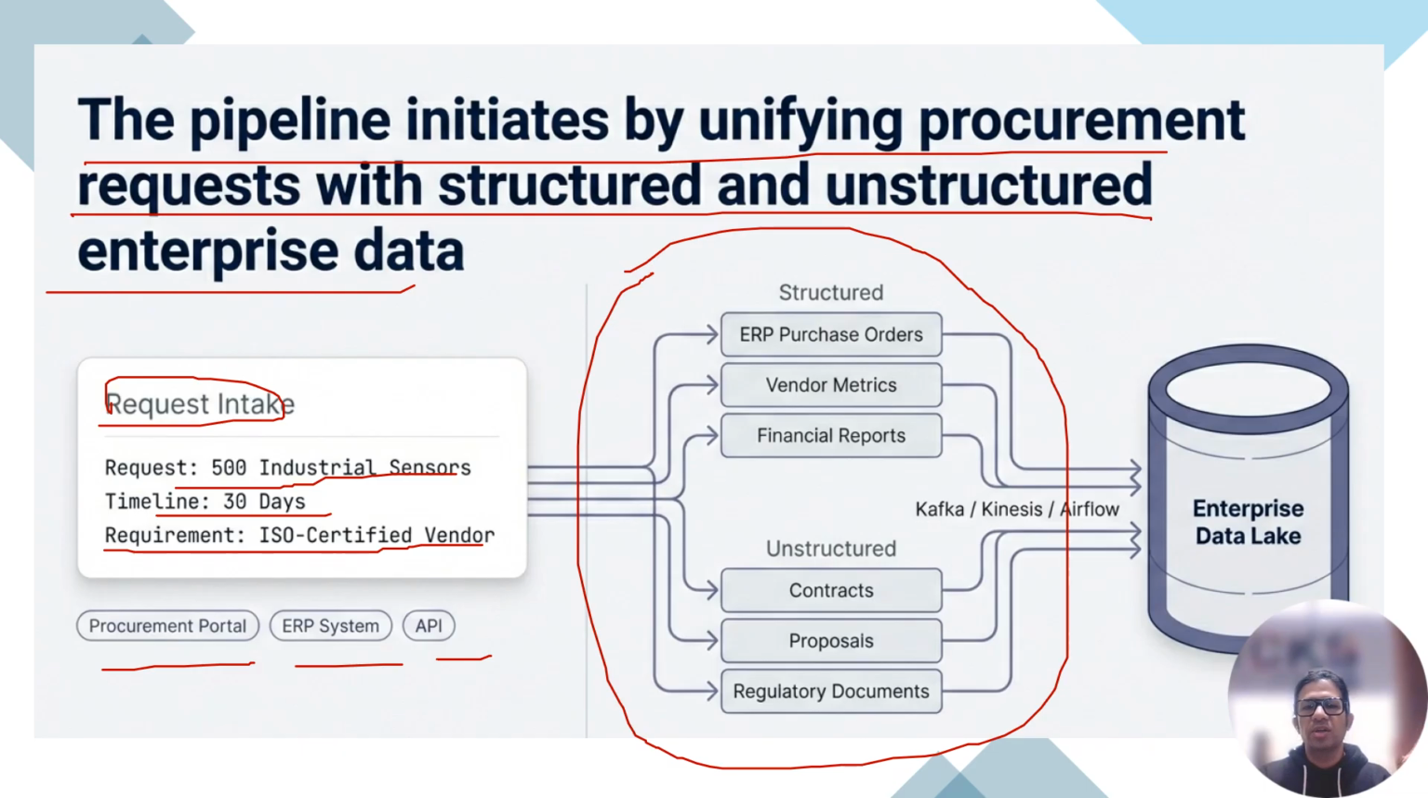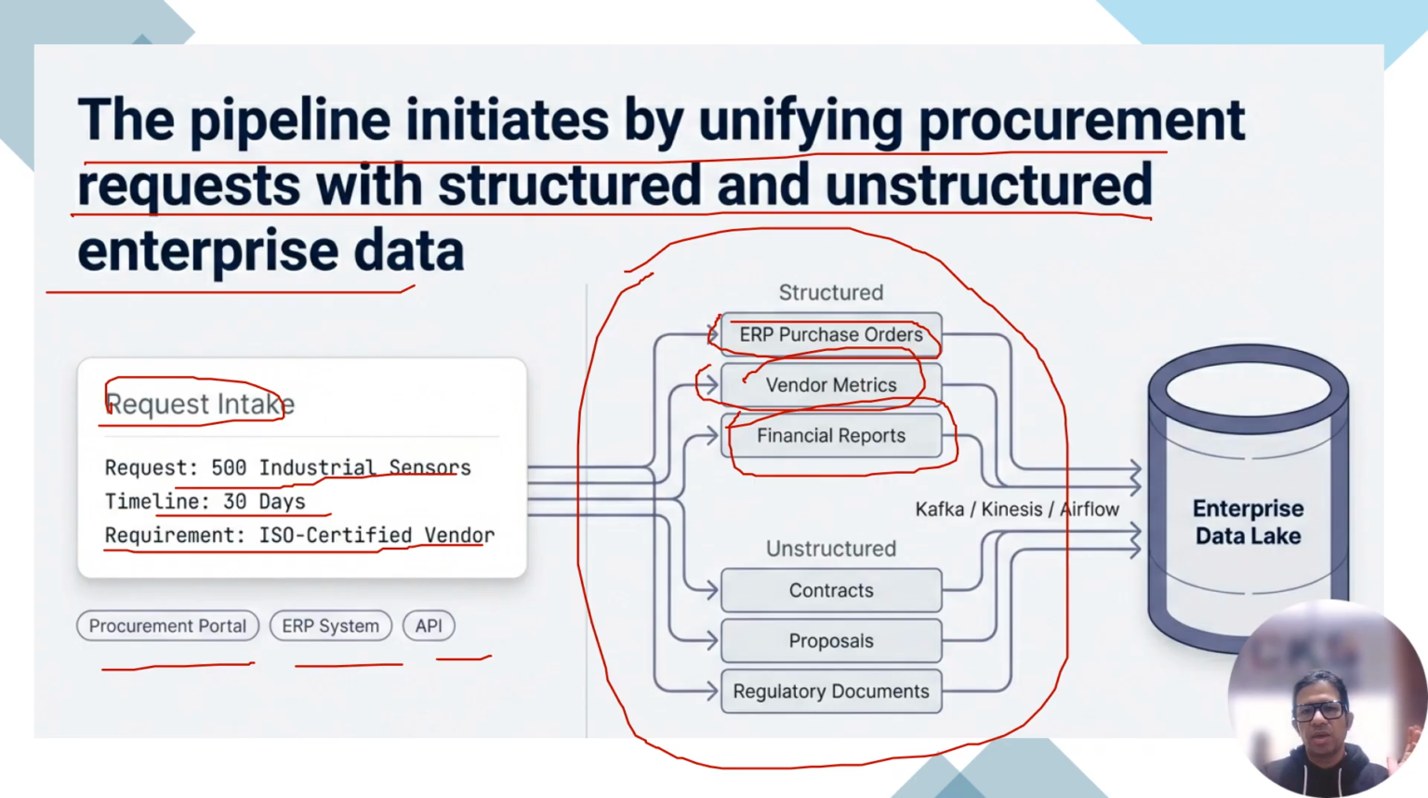Now shift your attention to the middle of the slide. This is the structured enterprise data. See, ERP purchase orders. This tells us last buy price, supplier used, quantity patterns, lead times. Vendor metrics: delivery performance, defect rate, on-time score, SLA adherence. Financial reports: credit signals, payment behavior, spend concentration risk.